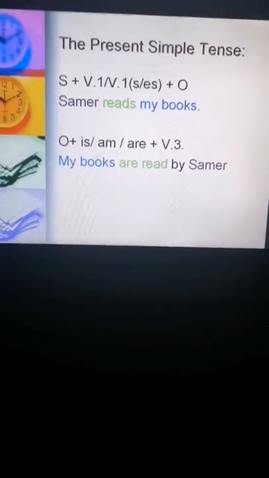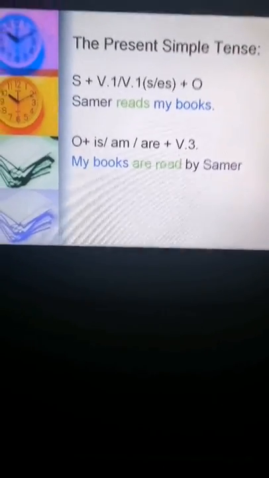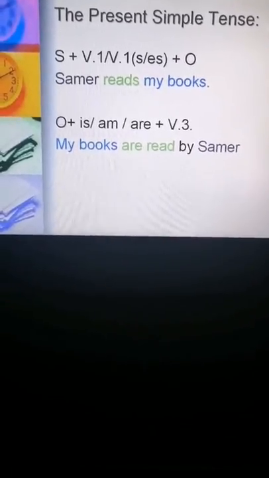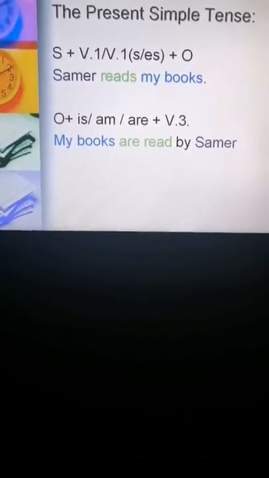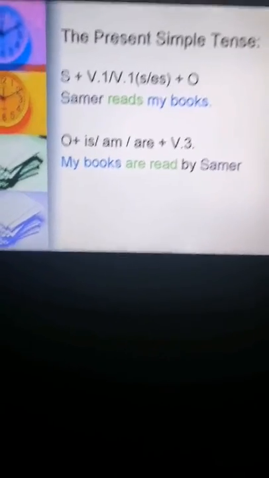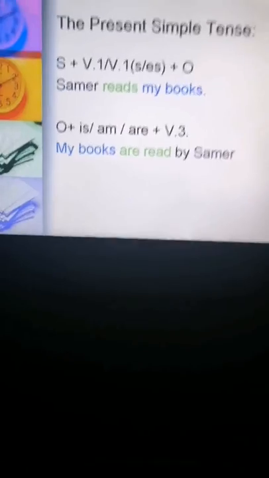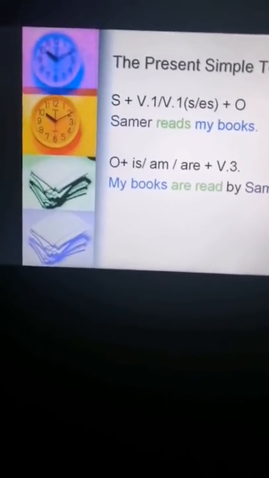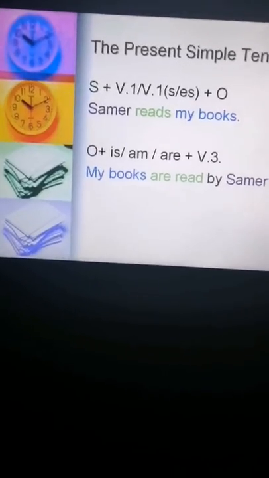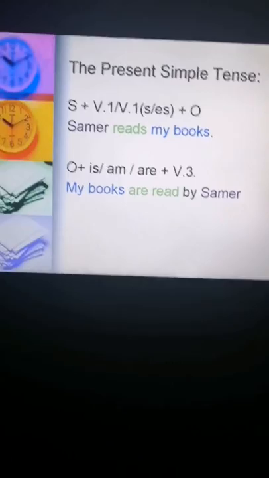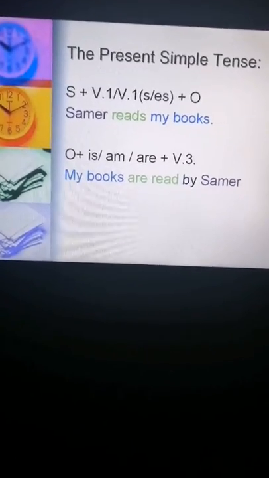Now, the present simple tense. The form of the present simple tense, as we know, is subject plus verb 1 or verb 1 plus S or ES, then the object or the sentence complement. We mentioned that if the subject is singular, we should add S or ES to the verb. Or if the subject is plural, we should put the verb infinitive.